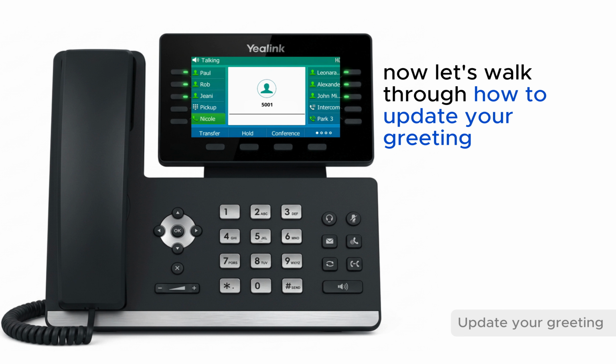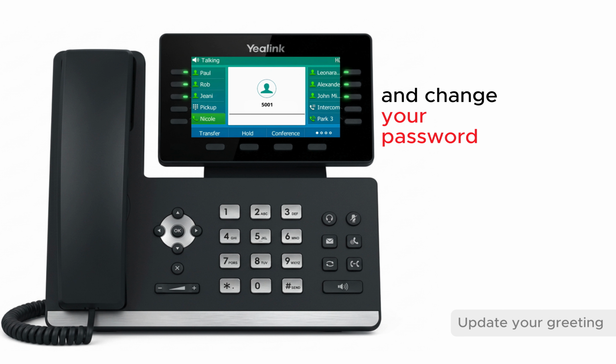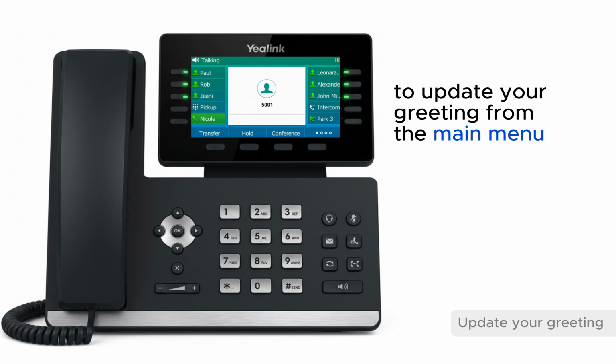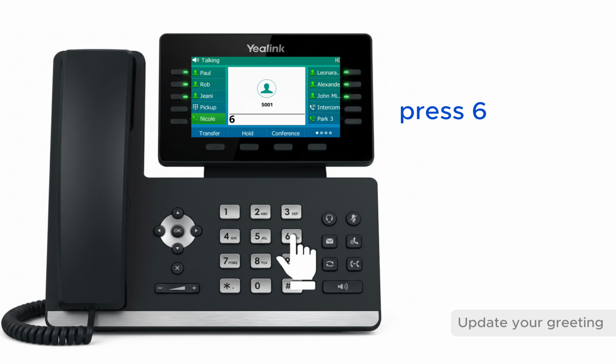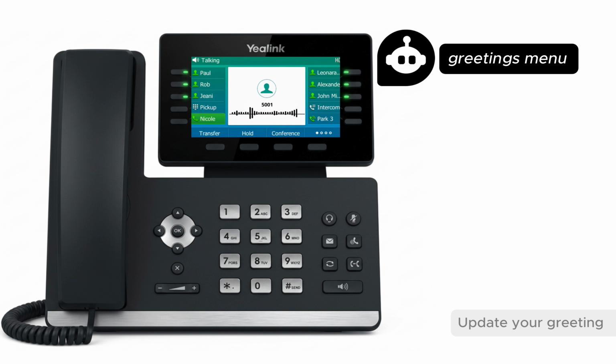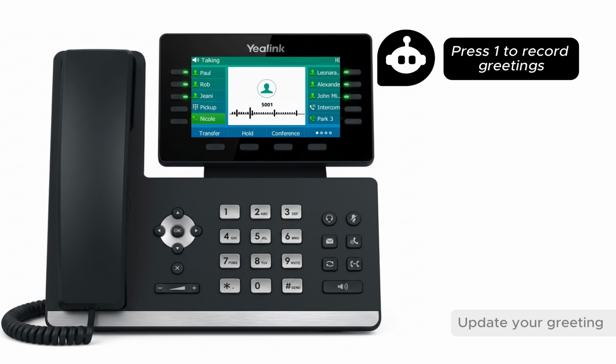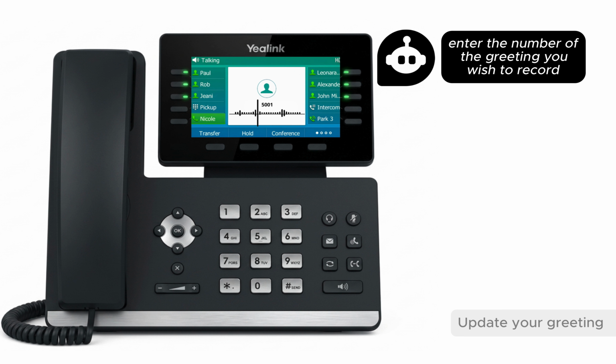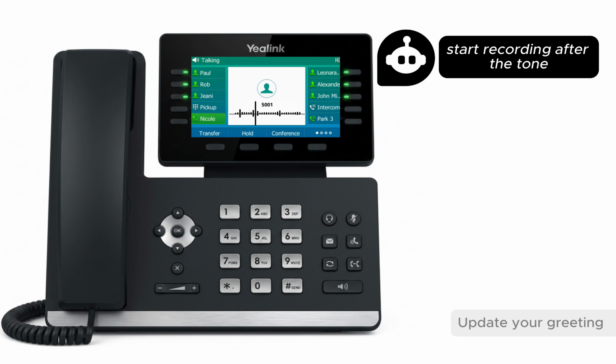Now let's walk through how to update your greeting and change your password. To update your greeting, from the main menu, press 6. The system will take you to the Greetings menu. Greetings menu. Press 1 to record greetings. Enter the number of the greeting you wish to record. Start recording after the tone. Press pound when you are finished.